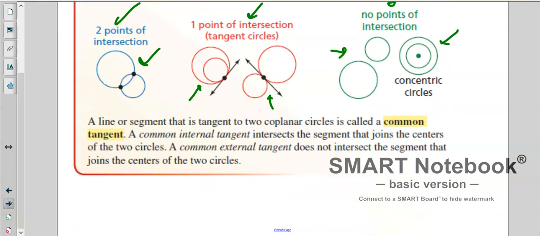Last bit, a line or segment that's tangent to two coplanar circles is called a common tangent. So this right here is a common tangent because it's tangent to both the circles. So is this one right here. A common internal tangent intersects the segment that joins the centers of the two circles. A common external tangent does not intersect the segment that joins the centers of the circles.